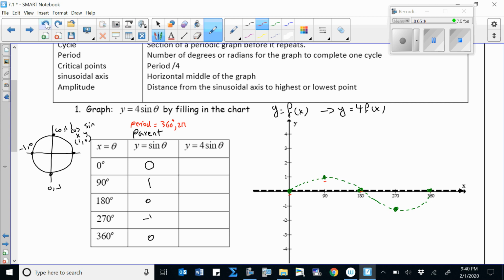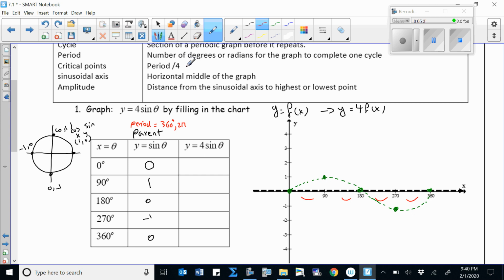Okay, so how do I find critical points? To find critical points, we need to take the period of the function and divide that by 4. Why? Because in one section or one cycle, or in other words, in one period of this function, we have 4 sections between the critical points. 1, 2, 3, and 4. So that's why we divide by 4 to find these critical points.